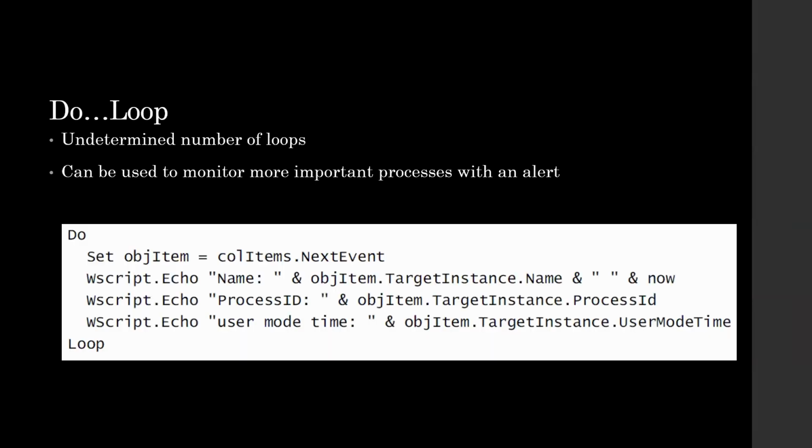Now the do loop, undetermined number of loops, can be used to monitor more important processes with alerts. So here I've got a do and I've got my loop at the bottom that's paired together. And this is just going to go through and do each of these commands until I do a break. So we usually use this more as a monitoring process. And if something happens, we give an alert.